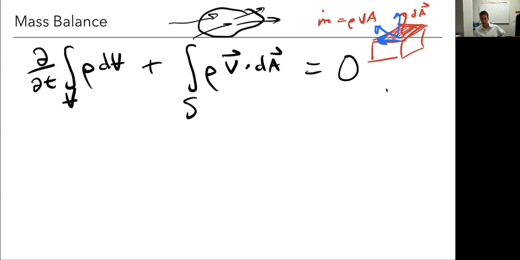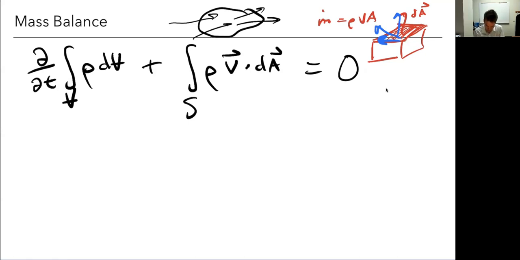We're done. But we want to look at both the integral form and the differential form. Both are useful depending on the context, right? Sometimes we want to do a mass balance around a control volume. Other times we want to look at instantaneous properties and do a differential form. So let's change this to a differential form. And what we're going to do is use the divergence theorem.